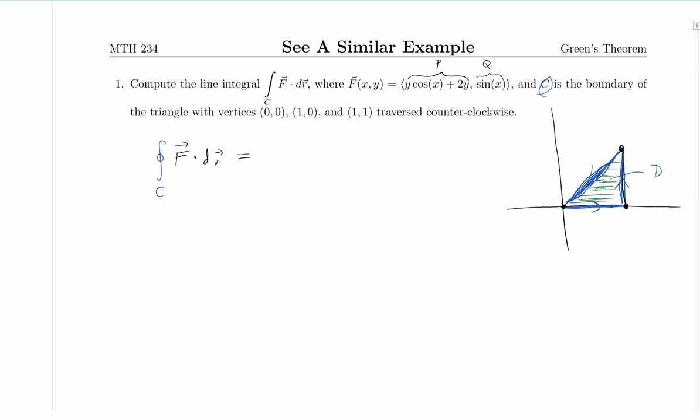Now here's the statement of Green's theorem. This is equal to the double integral over the region D, which is the interior of the curve, of the function partial Q partial x minus partial P partial y. Again, where P and Q are the components of F, as I labeled them above.